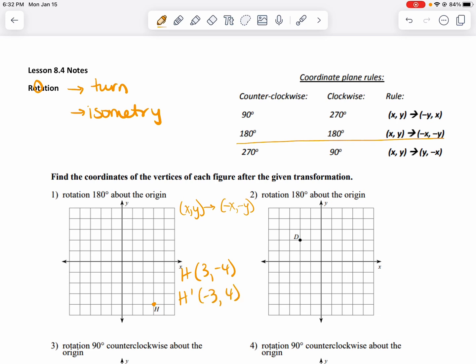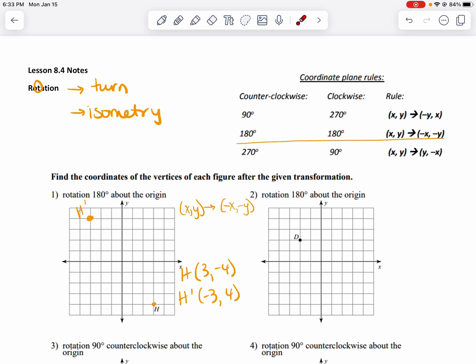So (-3, 4). Remember that anytime we graph an image, we always have to label it. So again, we notice that we've got the letter, and we've got that little prime symbol. We always need to make sure we label. That's really, really important. Okay, and that's it. You've just rotated H 180 degrees about the origin.